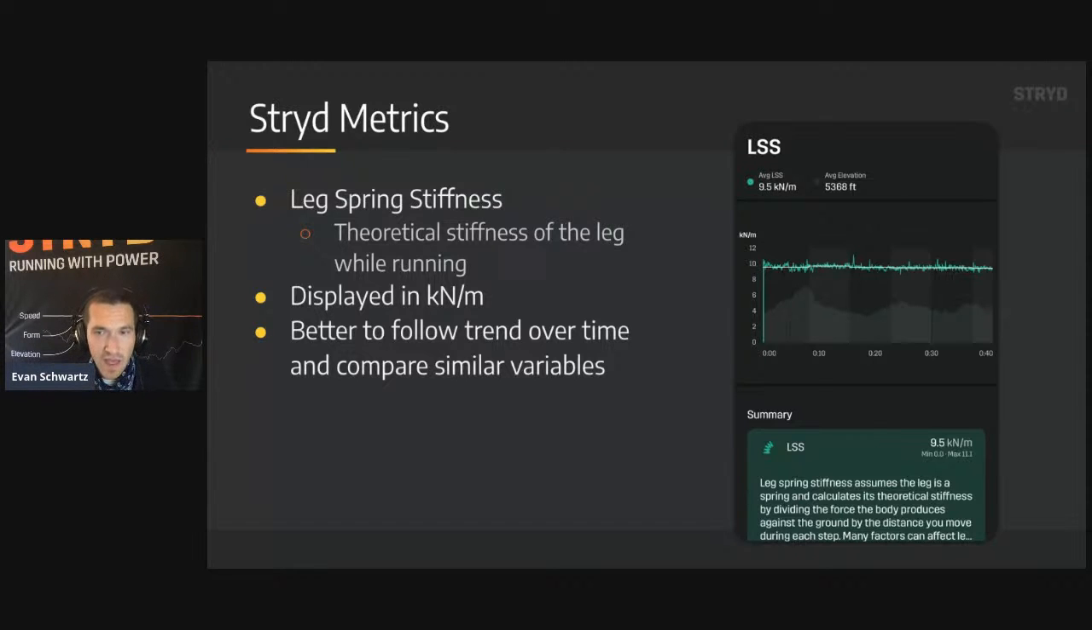If you're assuming that the leg is a spring and you're taking your body and you're compressing that spring a certain distance. And so, again, we have full definitions in the app if you ever are curious and you're checking out leg spring stiffness, or LSS as it's abbreviated. It's displayed in kilonewtons per meter. And we typically recommend following a trend over time and comparing as similar variables as possible. So, comparing like speeds, like powers, like grades, we typically recommend comparing as similar variables as you possibly can.